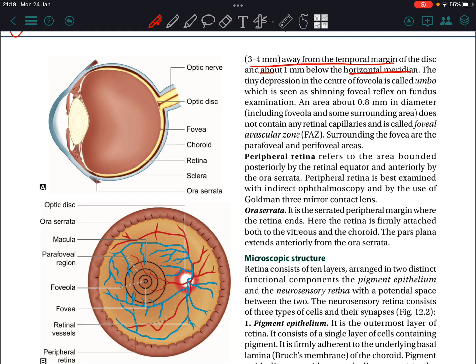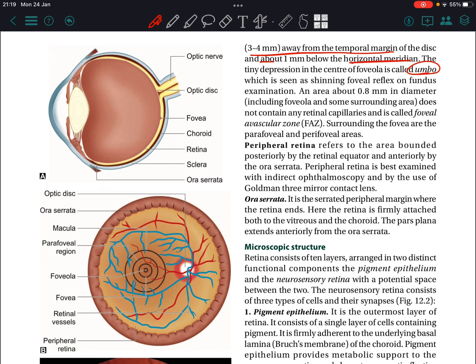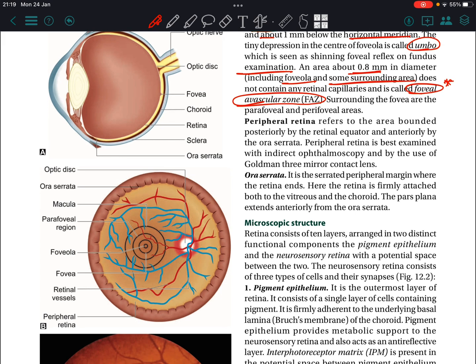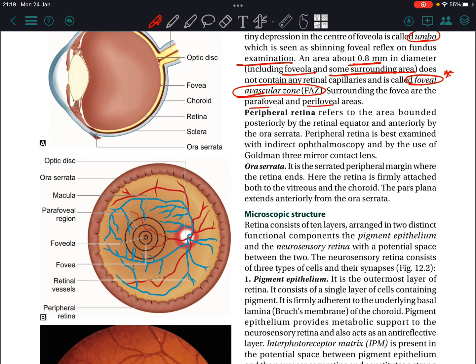The tiny depression in the center of the foveola is called the umbo, which is seen as the shining foveal reflex on fundus examination. An area about 0.8 mm in diameter, including the foveola and some surrounding area, does not contain any retinal capillaries and is called the foveal avascular zone. Surrounding the fovea are the parafoveal and perifoveal areas.